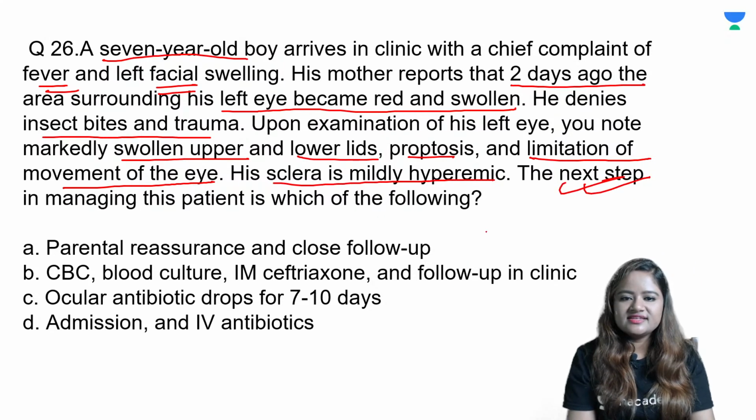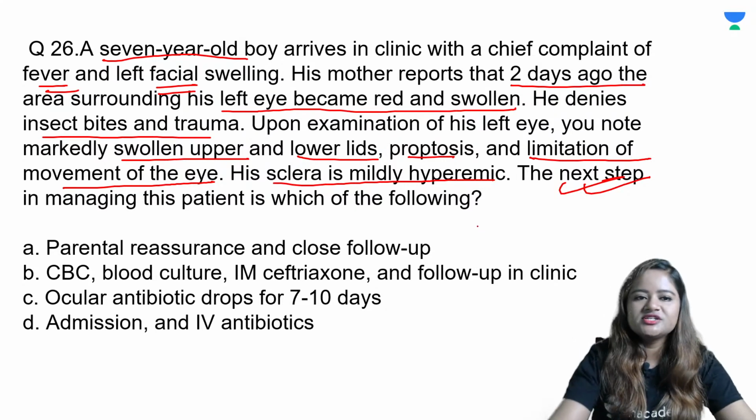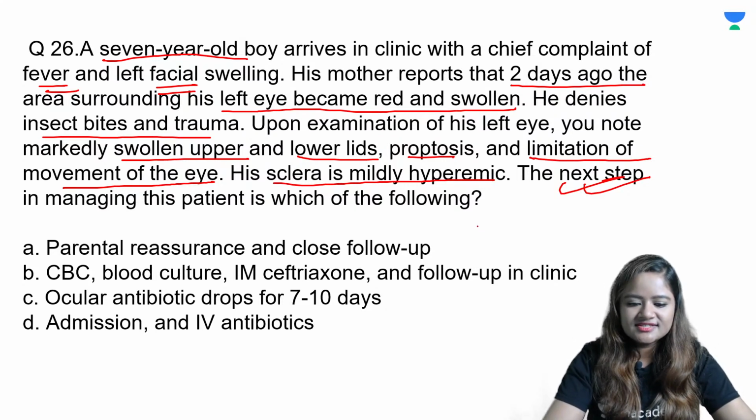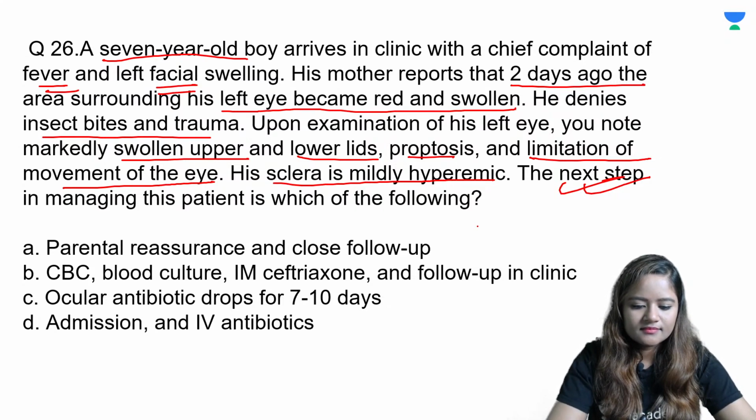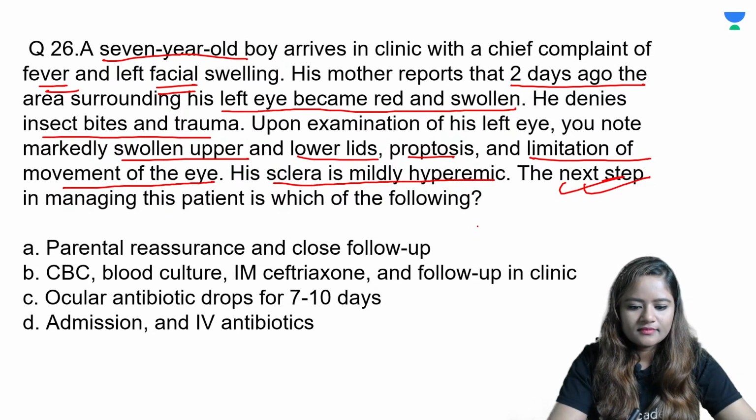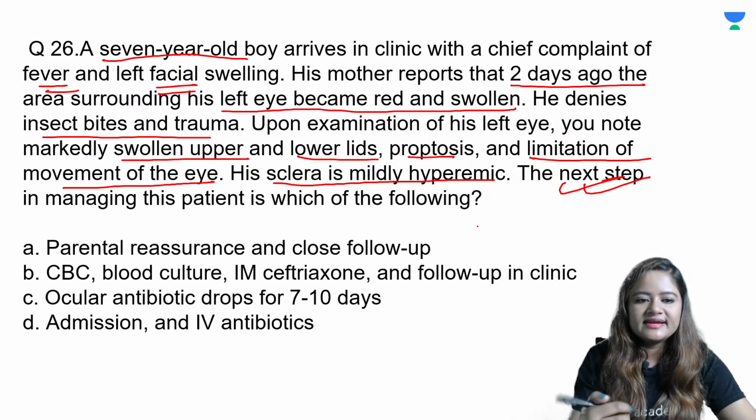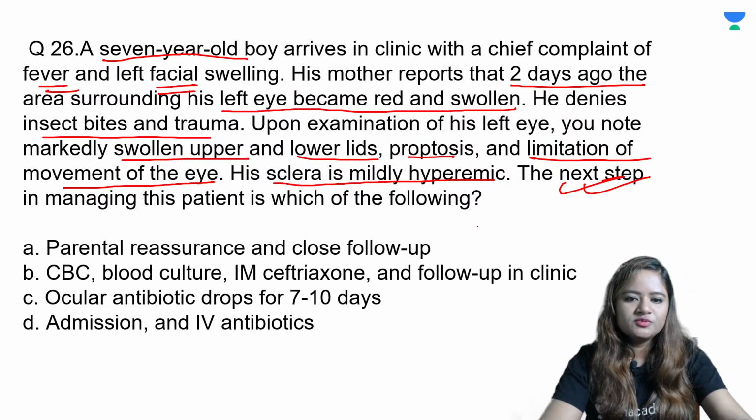The question is very simple. It is just trying to check your patience of reading the question and the examination stress. So a 7-year-old boy has come who has got massive swelling of his left side of the eye associated with a little bit of facial swelling. There is proptosis, limitation of movement of the eye. So this condition is known as what, and what is the treatment? Yes, it is orbital cellulitis. So how do you treat it? What option would you go for?